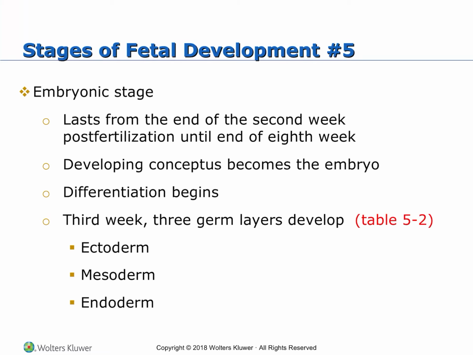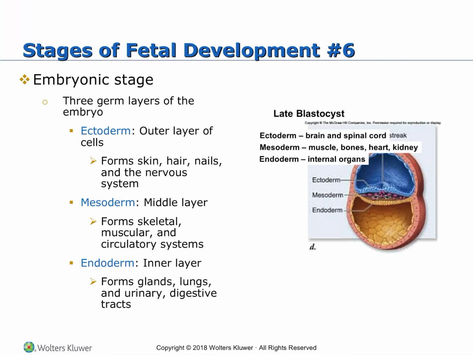There are 3 germ layers. There's a table 5-2 in your text that will show you this, but I think I have a picture of it here on the next slide. It's page 93, sorry. So these germ layers are the layers that will become our different organs and tissues. If you look here, there are names of these layers: the ectoderm, mesoderm, and endoderm.